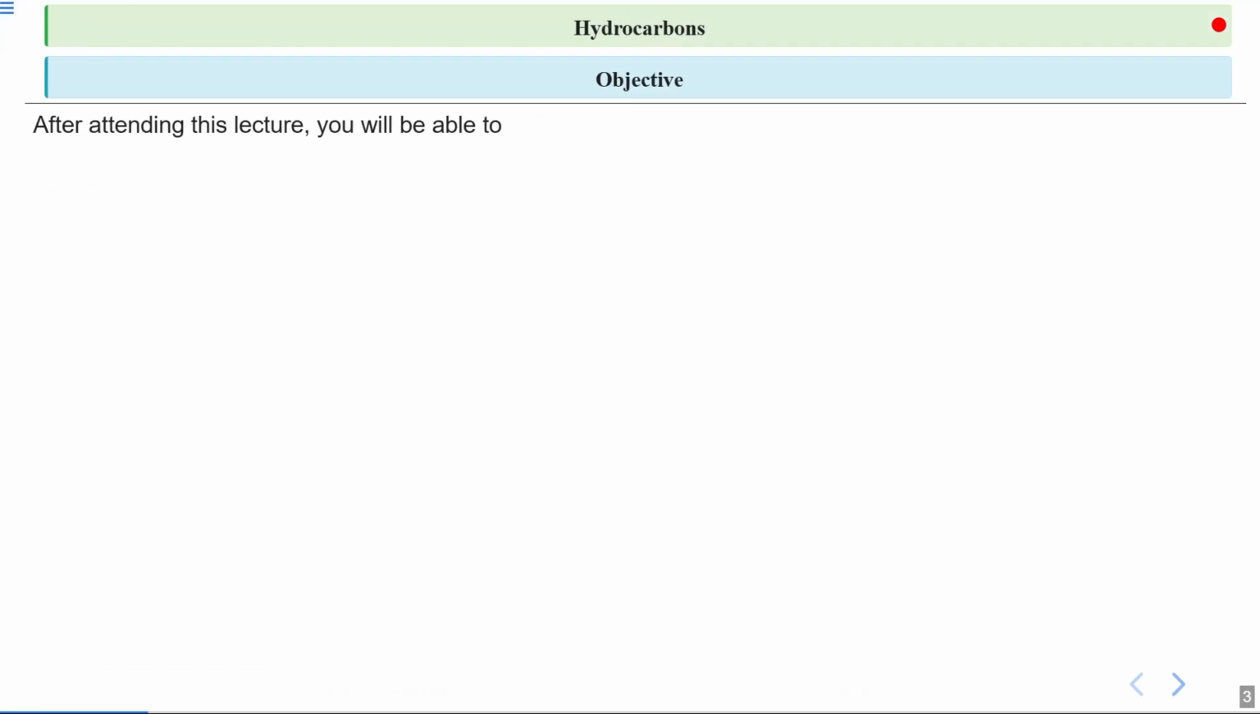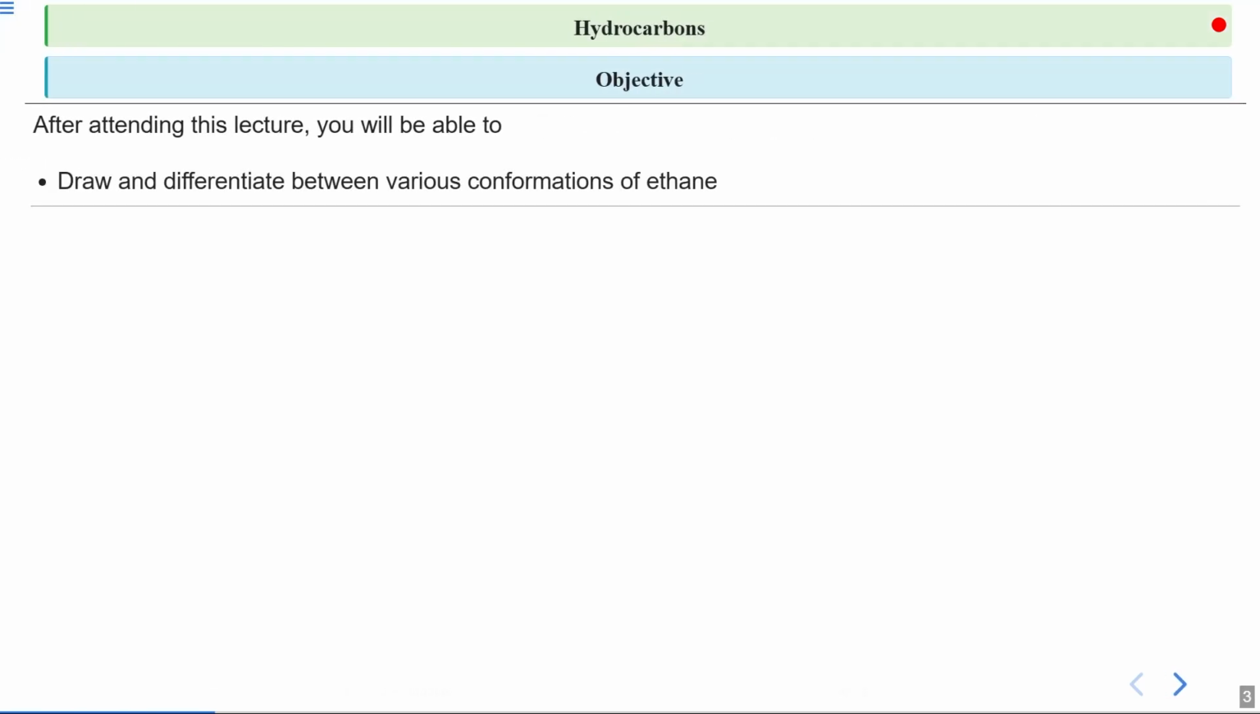After attending this lecture, you will be able to draw and differentiate between the various conformations of ethane. So, your ethane can exist in multiple spatial orientations, which we will define later. So, they are called conformations of ethane and they vary from one to another in terms of their energy.